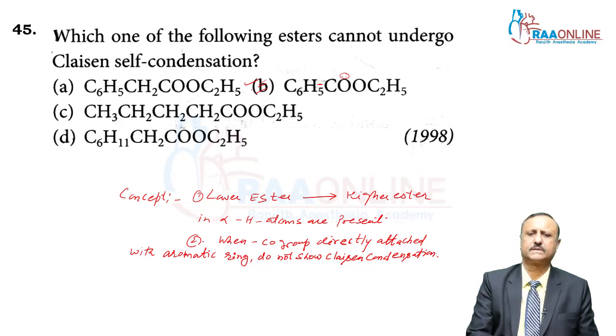So, my dear students, there are two concepts. Here this CO group is directly attached with this C6H5 group, the phenyl group, and these lone pair electrons go into the phenyl group. That is why this oxygen atom does not break down this carbon atom. So, this Claisen self condensation does not occur.